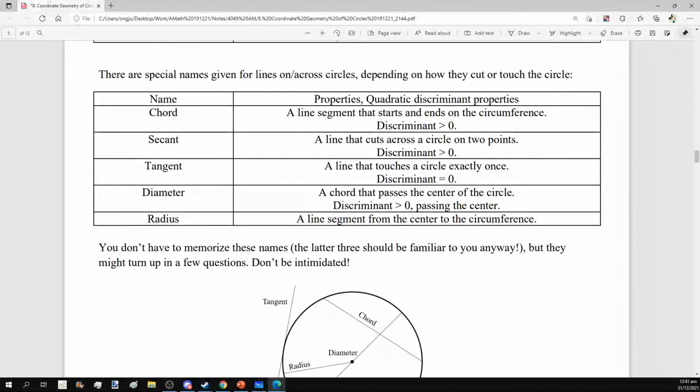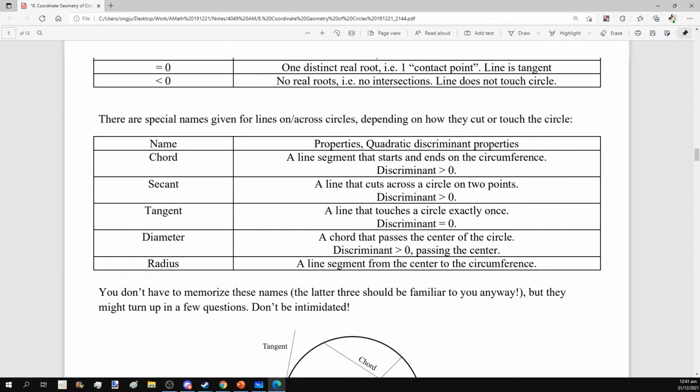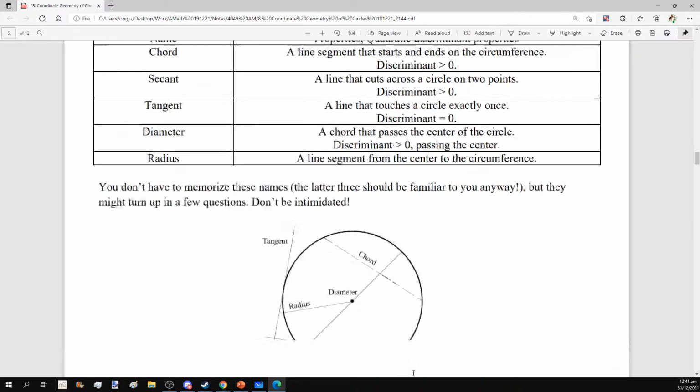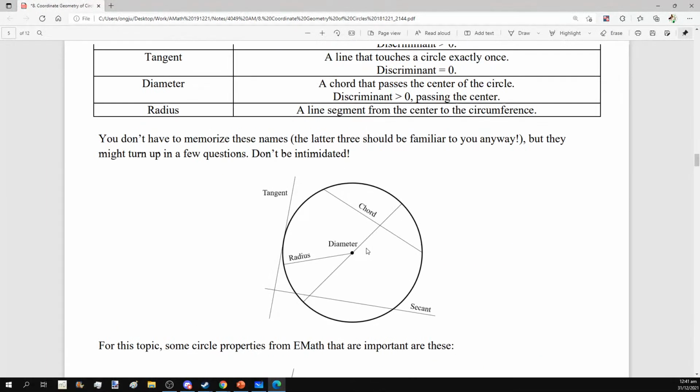Let's see, there are special names given for lines on circles. Okay, this is not a very important part, but it is good to know. We have certain words that we like to use. I will leave this entire section for you to review by yourself. Make sure to read the whole page together. I have also included a diagram at the bottom for you. Let me scroll down for you to take a look.